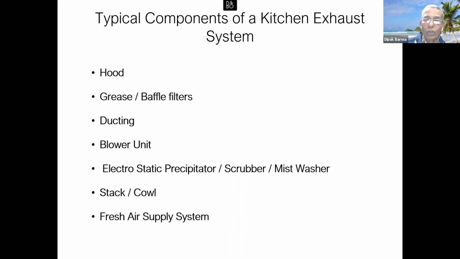Any system will have a hood. It will have grease baffle filters. Ducting will be there. Blower unit will be there. Then you have the exhaust air cleaning arrangement using an electrostatic precipitator, scrubber, or a mist washer, where you wash the air to clean it of the pollutants before releasing it to the atmosphere. We have a stack, we have a cowl for exhausting the air after the blower, and then you have the fresh air supply system for the kitchen.